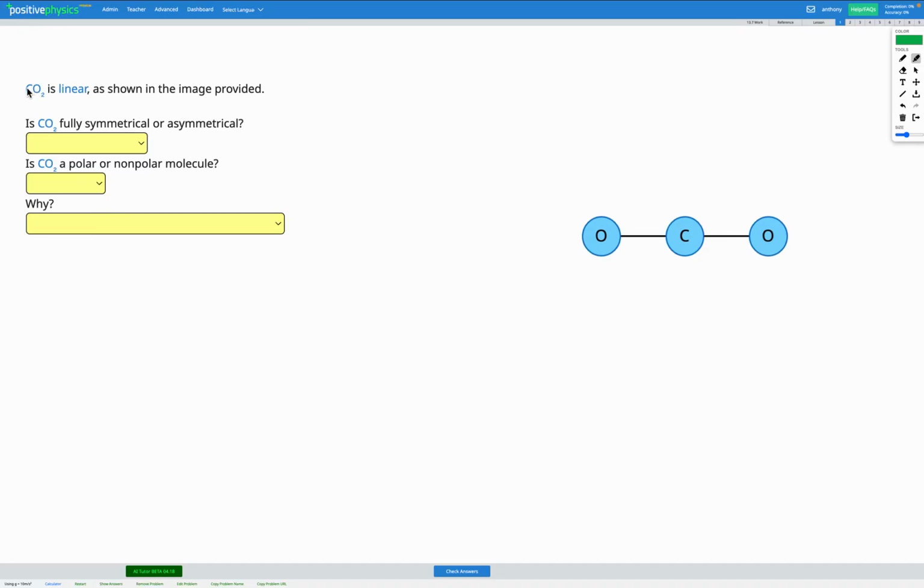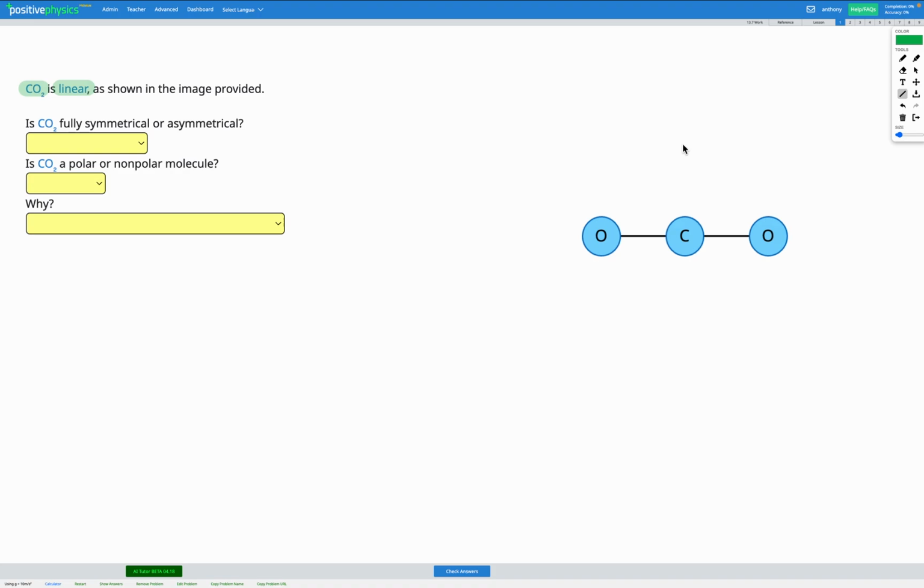In this question, we have a CO2 molecule, which we're told is linear, shown in the image provided. Our goal is to figure out if this is a polar or non-polar molecule based on whether it's symmetrical or not. So first, let's look at our molecule and decide if it's symmetrical.